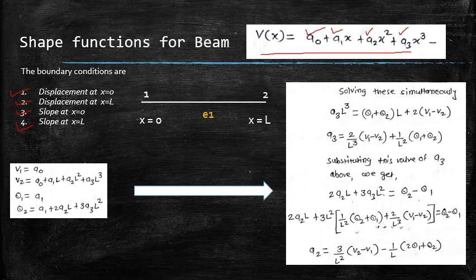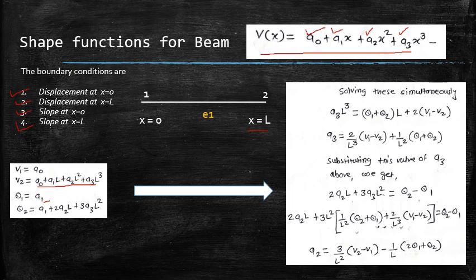V2 is nothing but this expression. What is V2? V2 is V evaluated at local node number 2. At local node number 2, x is equal to L. Theta 1 is equal to a1. Theta is what? dv by dx. So theta 1 becomes dv by dx at a point where x is equal to 0. Why x is equal to 0? Because we are calculating theta 1.